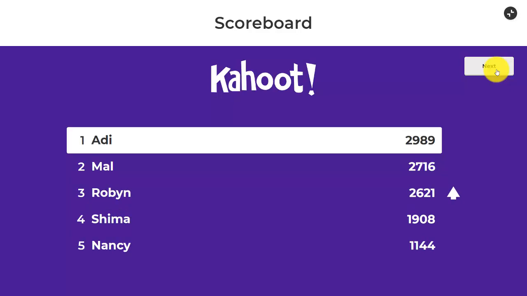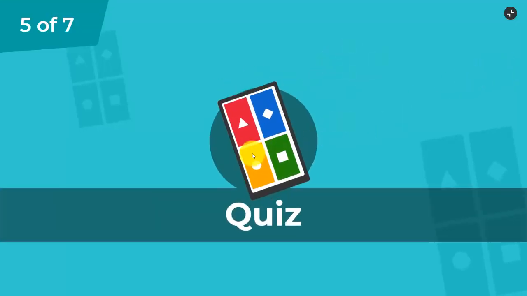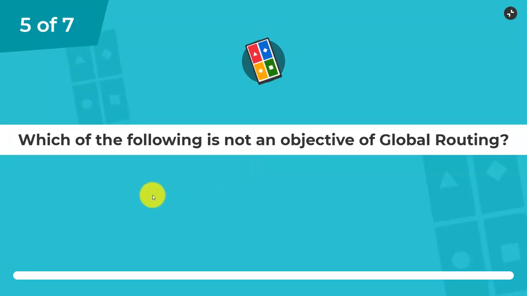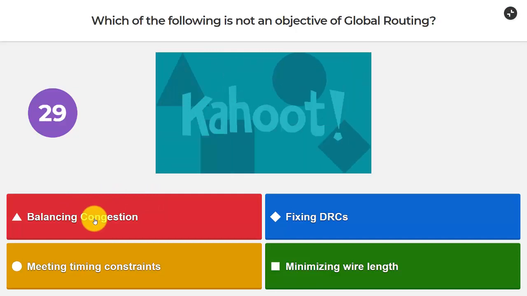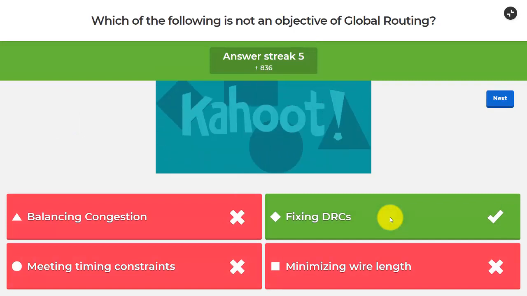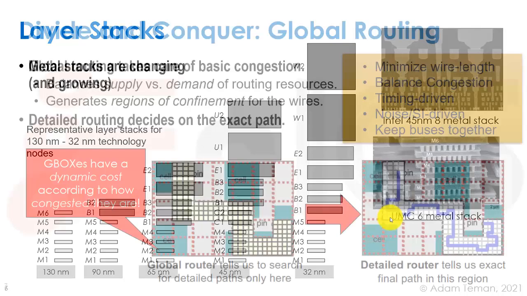So really, that was the answer to our Kahoot. The other ones were just wrong answers. Question number 5. Which of the following is not an objective of global routing? Balancing congestion, fixing DRCs, meeting timing constraints, or minimizing wire length? Well, I believe the answer is fixing DRCs. And let's go and see why.